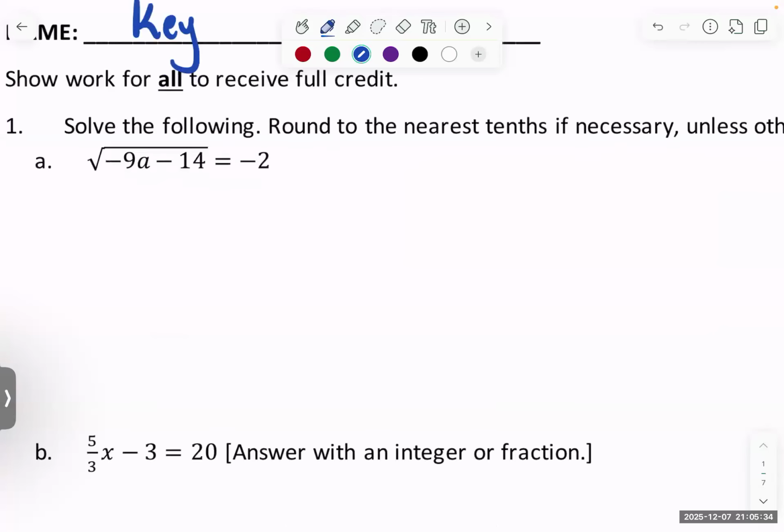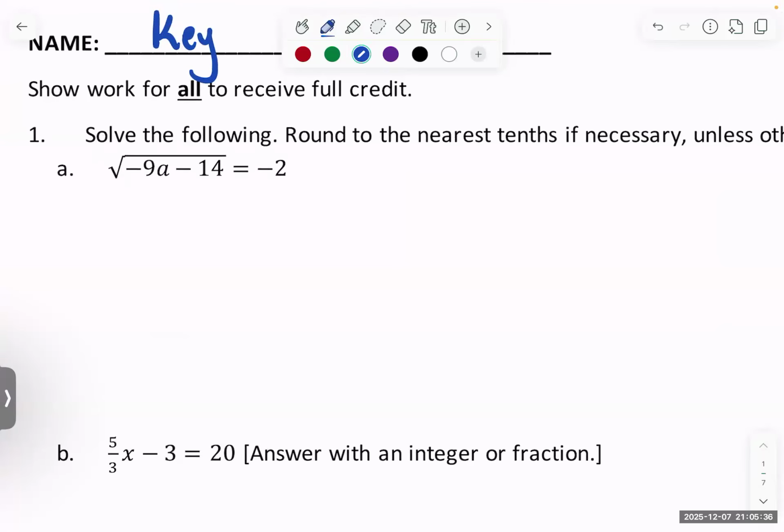In order to solve any radical equation, you need to get the variable by itself. And when you have a radical, especially a square root, you square both sides. But before I do that, I notice an issue already. I have the square root of some expression equals a negative number. So right off the bat, I already know the answer here is going to be no real solution.